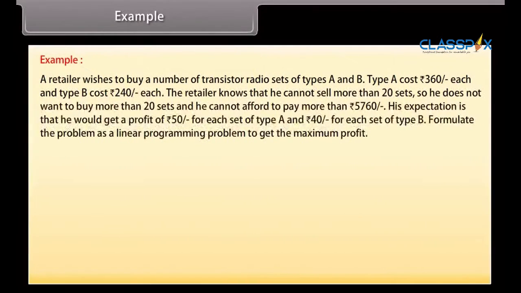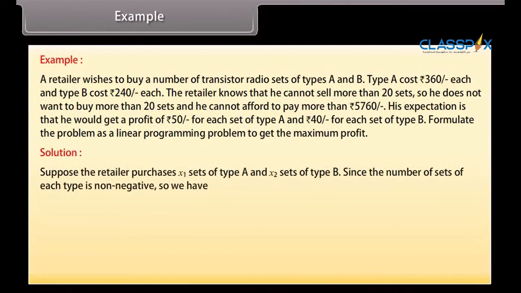Example. A retailer wishes to buy a number of transistor radio sets of types A and B. Type A costs rupees 360 each and type B costs rupees 240 each. The retailer knows that he cannot sell more than 20 sets, so he does not want to buy more than 20 sets and he cannot afford to pay more than rupees 5,760. His expectation is that he would get a profit of rupees 50 for each set of type A and rupees 40 for each set of type B. Formulate the problem as a linear programming problem to get the maximum profit.